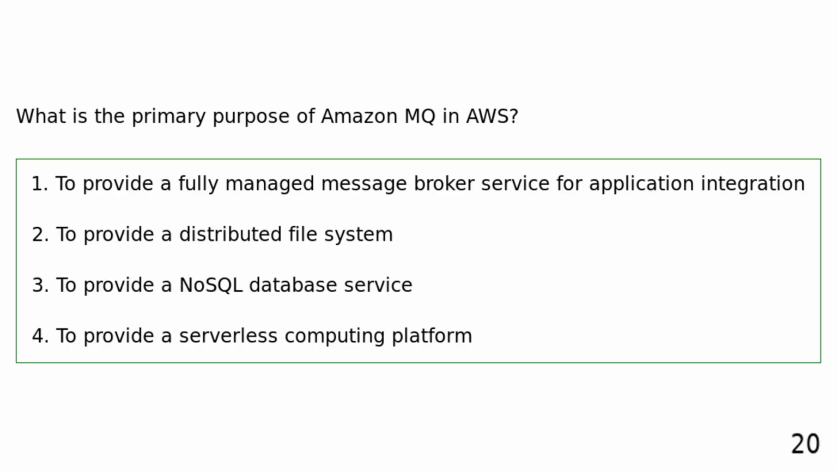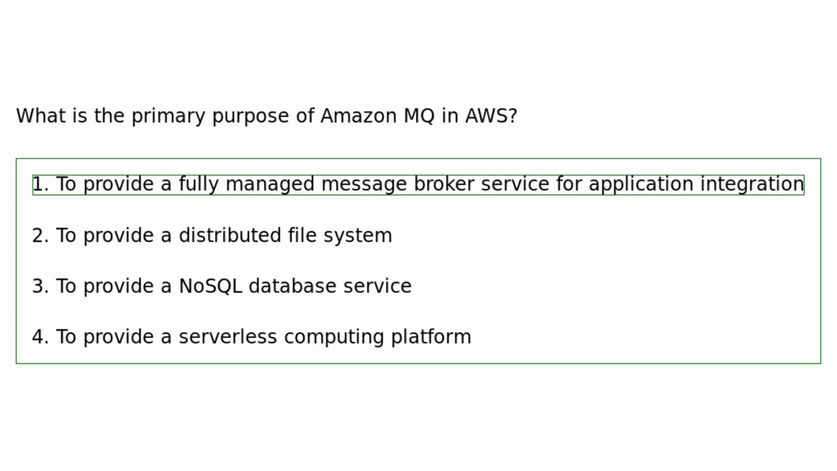What is the primary purpose of Amazon MQ in AWS? To provide a fully managed message broker service for application integration. To provide a distributed file system. To provide a NoSQL database service. To provide a serverless computing platform. Amazon MQ is a fully managed message broker service that simplifies the setup, operation, and management of message queues, enabling seamless communication between different components of distributed applications.